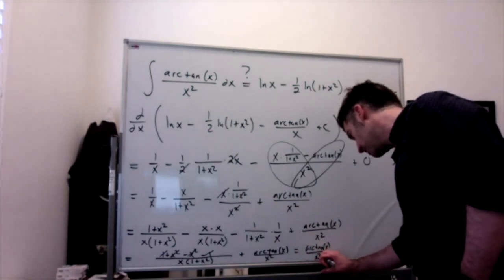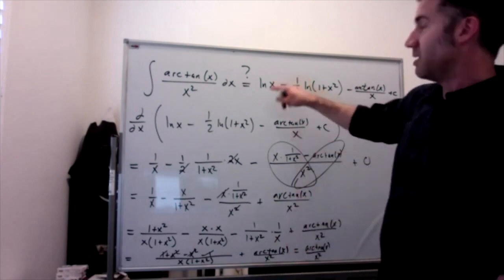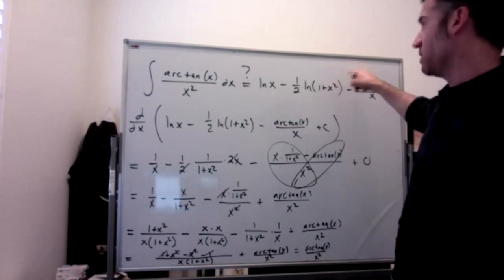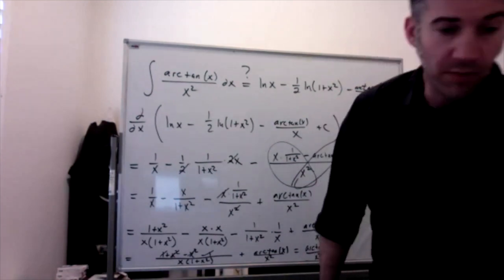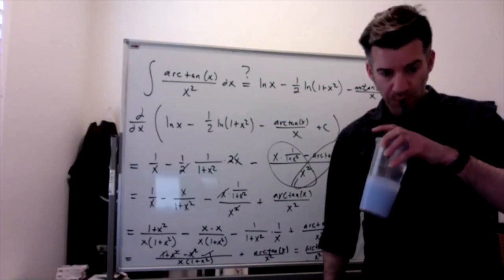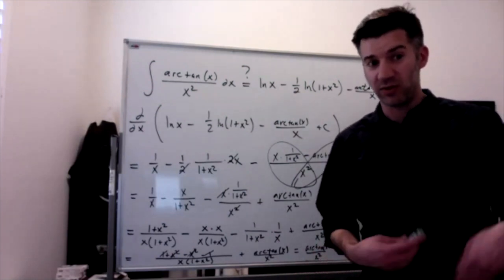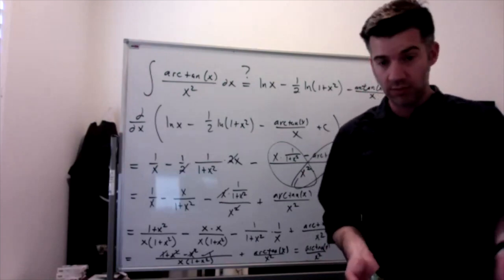The antiderivative of the arctangent of x over x squared is in fact natural log of x minus 1/2 natural log of 1 plus x squared minus arctangent of x over x plus c. So if someone ever asks you, is this antiderivative equal to this other function, you can always check by taking the derivative of the other function.